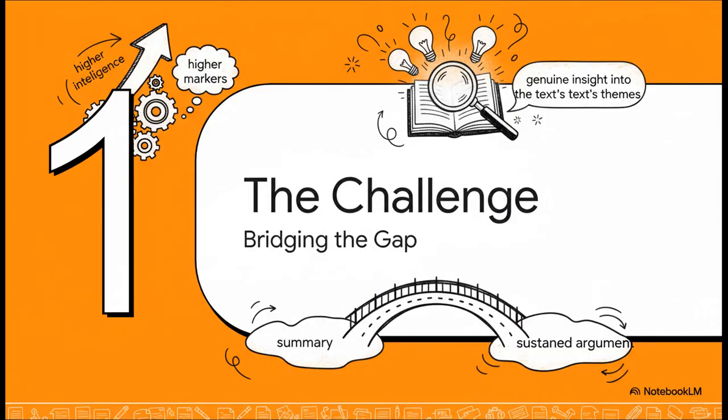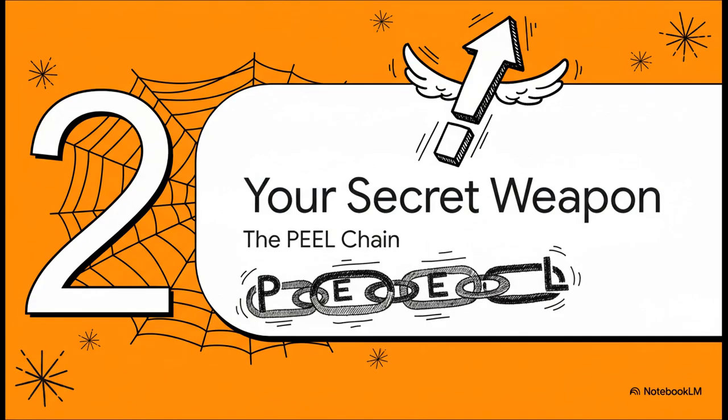And that, right there, is the challenge. We're bridging that gap. See, Higher markers aren't just looking for a plot summary. They want to see a sustained, intelligent argument that proves you get what the writer was trying to do, their purpose, and that you have some real insight into the text's big ideas, its themes. So how on earth do you build an argument like that?